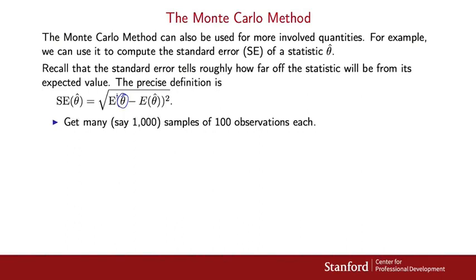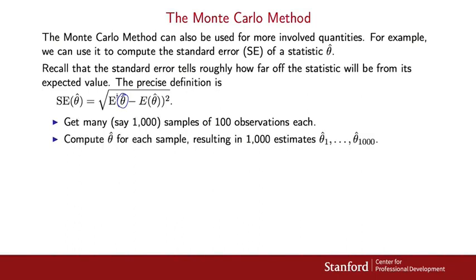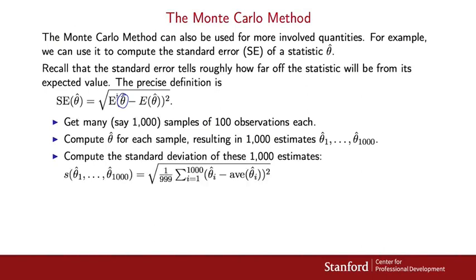Remember, we take 100 observations each because the standard error of theta hat is the standard error when theta hat is based on 100 observations. Next, we compute theta hat for each of these 1,000 samples. And that gives us 1,000 copies of these estimates, which we call theta hat 1 up to theta hat 1,000. Finally, we simply compute the standard deviation of these 1,000 estimates. The formula you see there is simply the formula for the standard deviation.